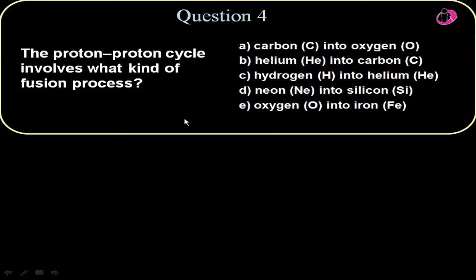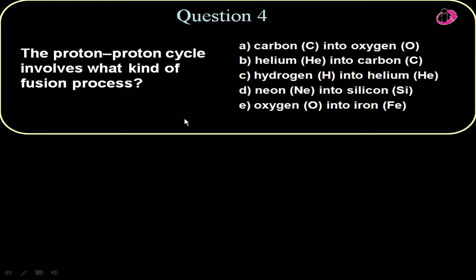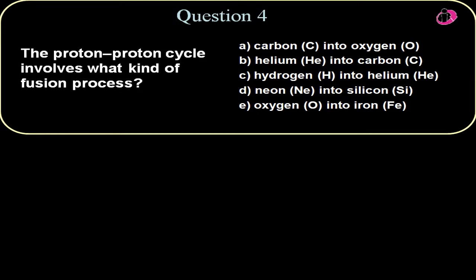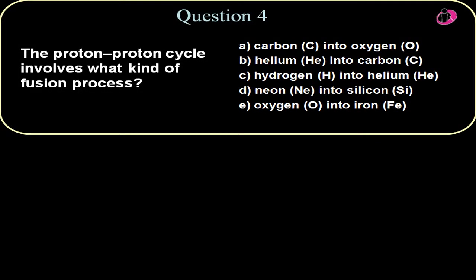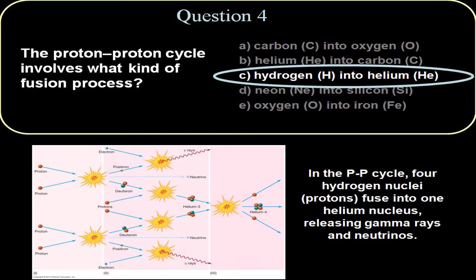Question 4. The proton-proton cycle involves what kind of fusion process? In the proton-proton cycle, we're fusing hydrogen, which is just protons in this nucleus, into the second element of the periodic table, helium. So we're going from hydrogen into helium, losing a little bit of mass, converting it to energy. Four hydrogen nuclei fuse into one helium nucleus, releasing gamma ray energy and neutrinos.